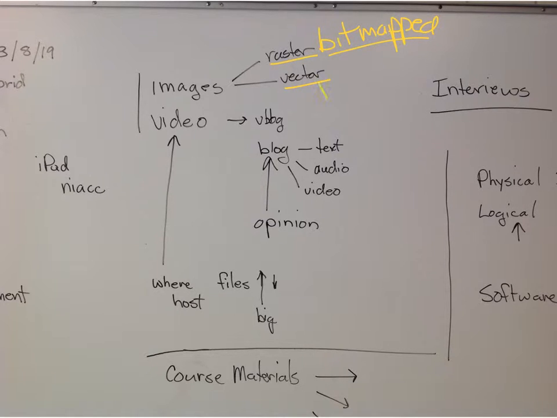Vector is a bunch of points connected, curves and lines connected to create the image. So when you make it bigger or smaller, it retains the quality. The student said this one's more like a math way of representing a picture. This is the way your phone takes pictures, raster, bitmap.